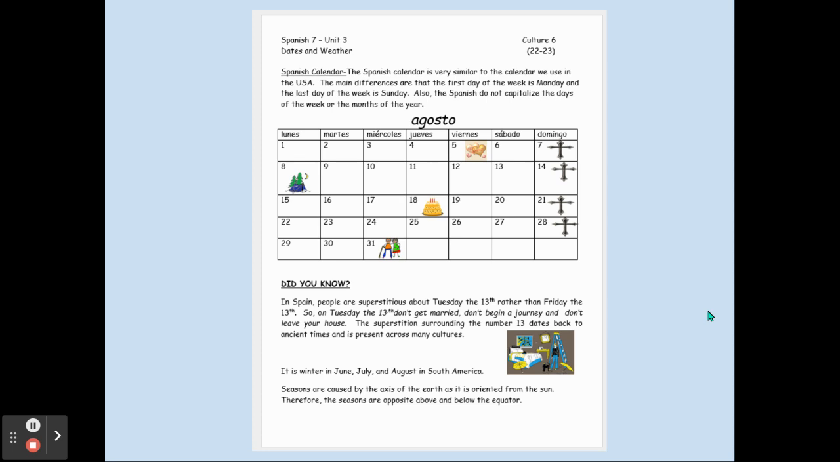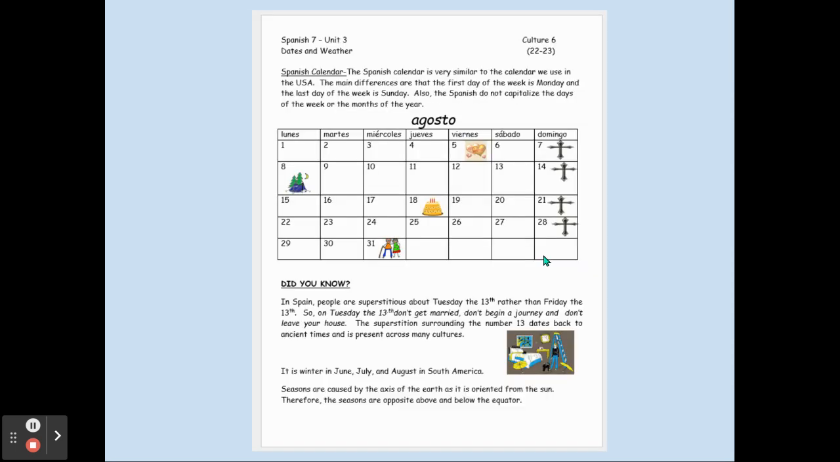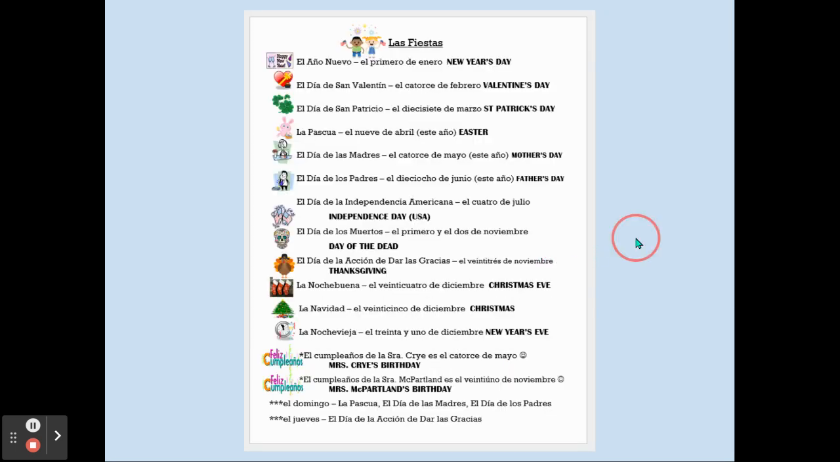Okay, here's that culture sheet that has the different holidays and it talks about the Spanish calendar. Monday is always the first day on their calendar, as opposed to in the United States, where it's always Sunday on the left. So they start their week with lunes and the end is domingo. There are some little factoids here about superstitions and some seasons. So that's for you to read. And on the back, it lists all the dates of the different holidays. So you're going to want to have your Culture 6 out when you're doing the next set of questions.